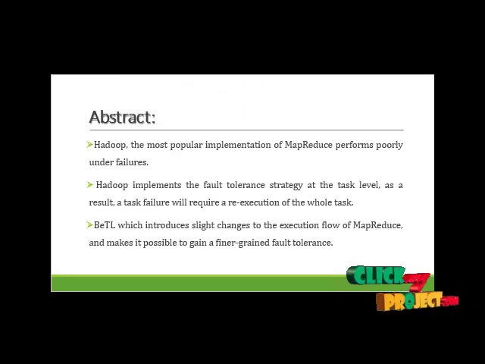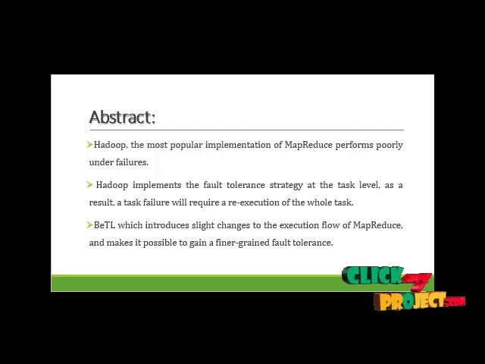Our modified abstract is: big data analysis has gained significant popularity within the last few years. The MapReduce framework, introduced by Google, makes it easy to write applications that process a vast amount of data. MapReduce targets large commodity clusters where failures are not exceptions. However, Hadoop, the most popular implementation of MapReduce, performs poorly under failure. Hadoop implements fault tolerance strategies at the task level.